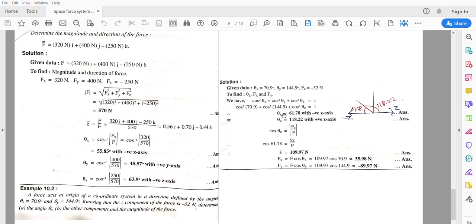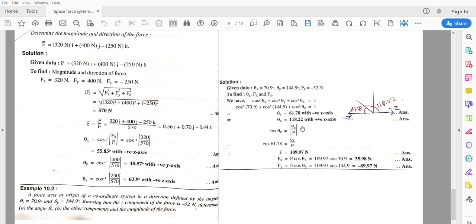Put these values in. Now you will have two values of theta z, one with the negative axis and one with the positive axis, as cos square theta z will be in the equation. So you will have two solutions when you take the square root, plus and minus. It's up to you which value to use, because cos 61.78 and cos 118.22 have the same magnitude, and it is depicted here what it means. This is the negative z axis, this is the positive z axis, and this is the force. The value does not matter whether it is with respect to the negative or positive z axis.